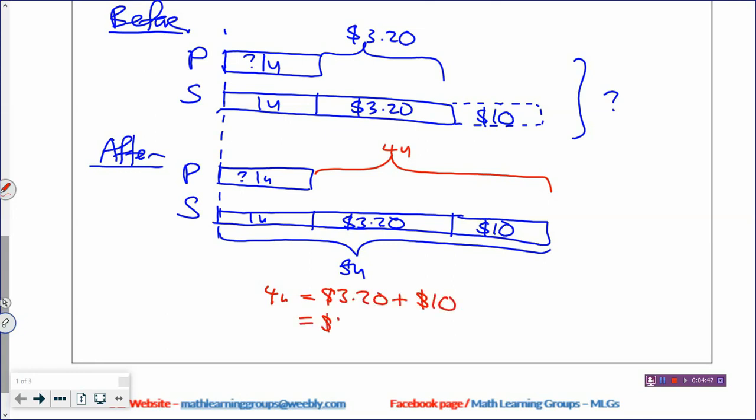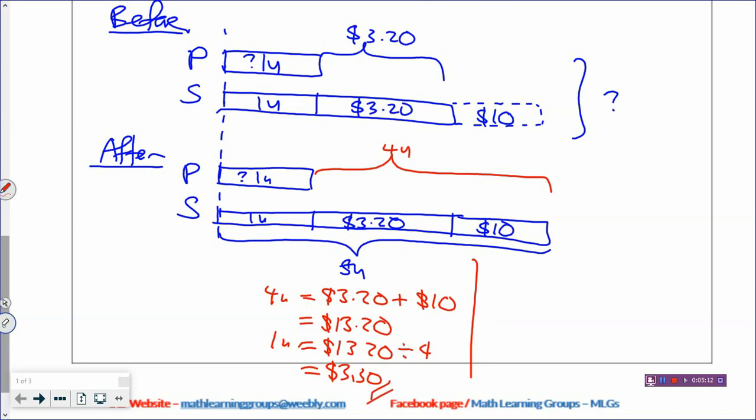And that will be $13.20. And then you find 1 unit, which is $13.20, and you divide by 4. So what is $13.20 divided by 4? You will get $3.30, which is your 1 unit. And once you can get 1 unit, you can solve because Peter has 1 unit, which is $3.30 per day.